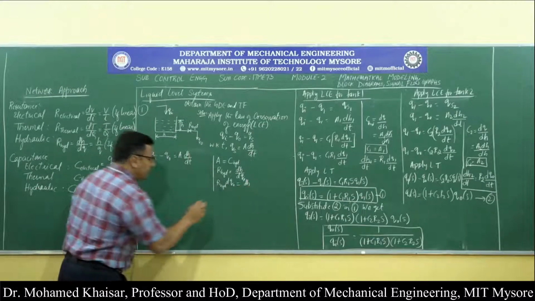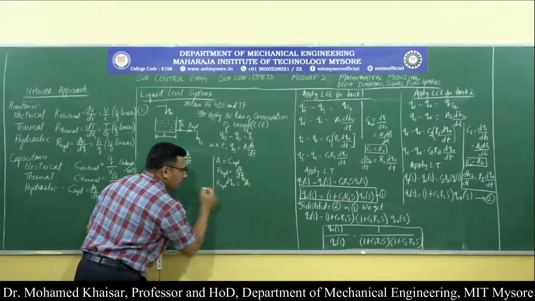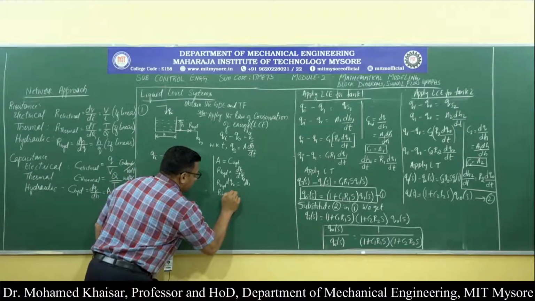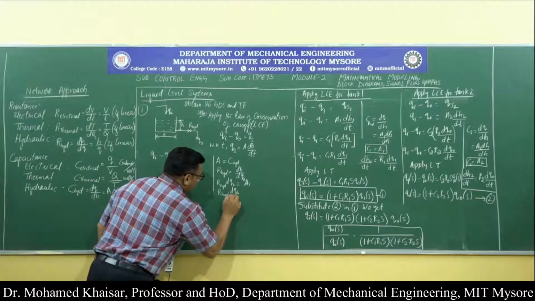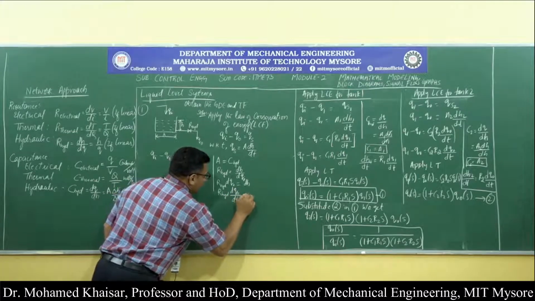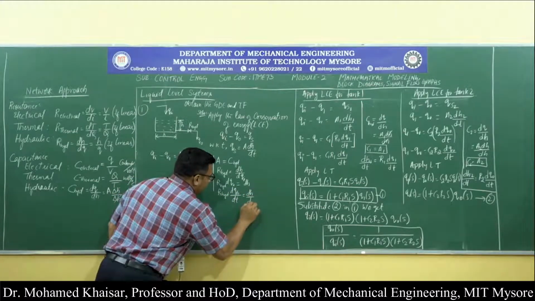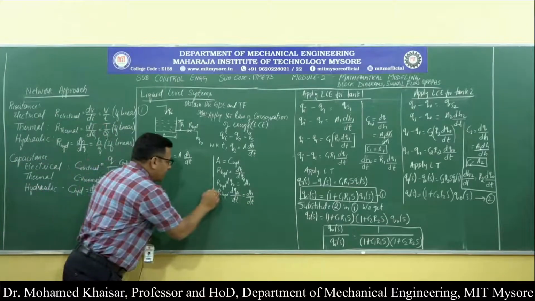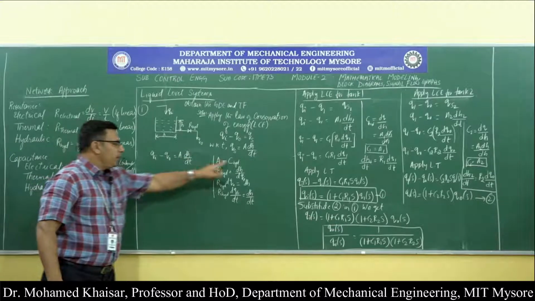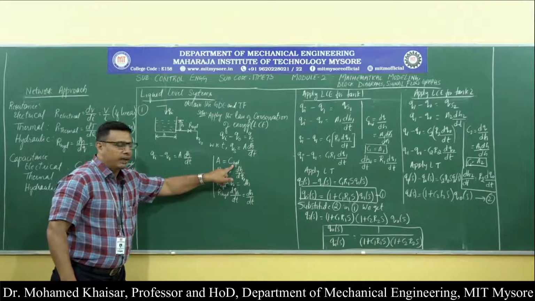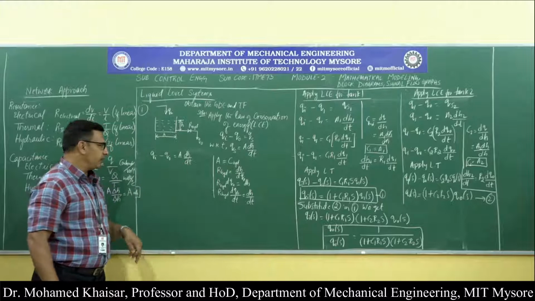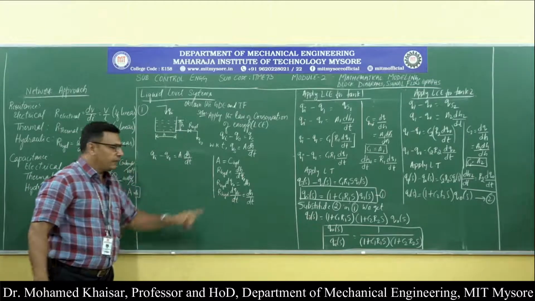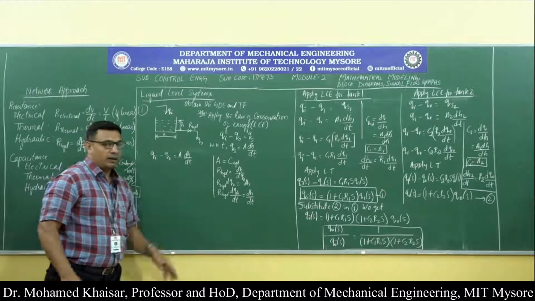If we cross multiply this, R hydraulic into dQ naught is equal to dH. If we divide on both sides by dt, R hydraulic into dQ naught by dt is equal to dH by dt. Why have we done all this? So that A could be replaced by C hydraulic, the hydraulic capacitance, and dH by dt could be replaced with something which is relevant.